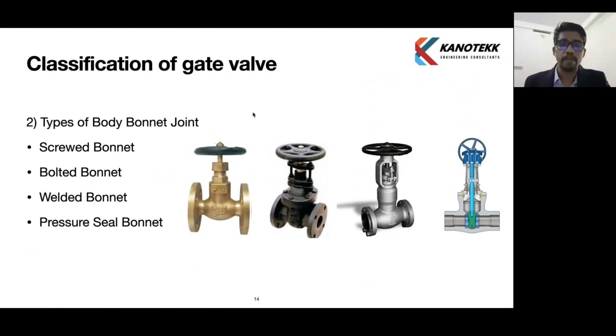And the final one is the pressure seal bonnet. The pressure seal bonnet is used for high pressure applications. It is a different type of sealing bonnet, which ensures it can withstand high pressure. So that is a type used for high pressure applications.